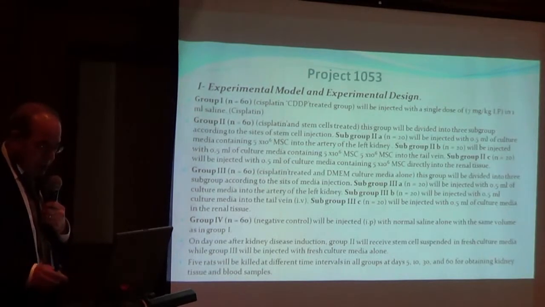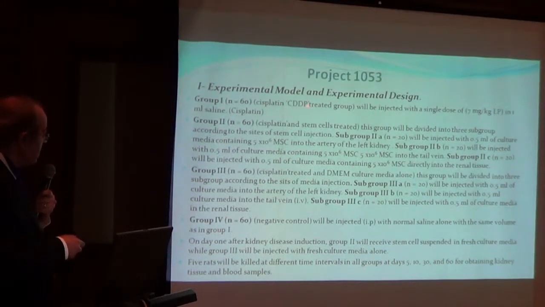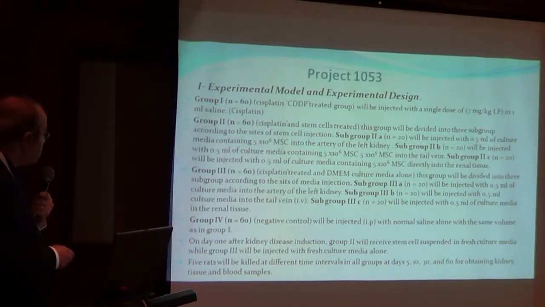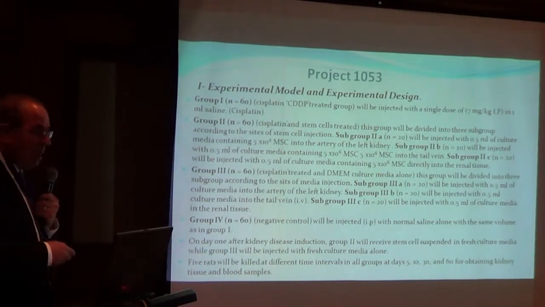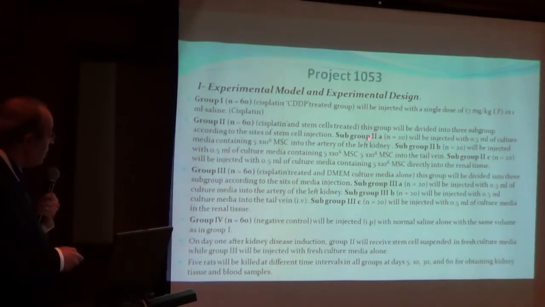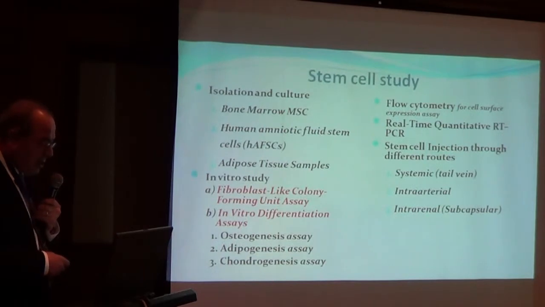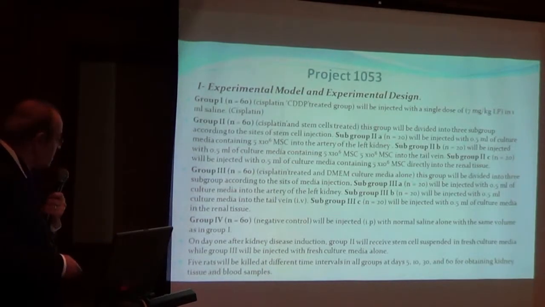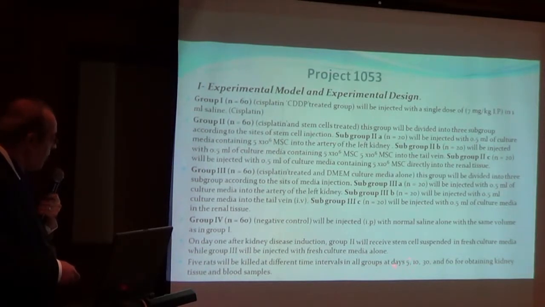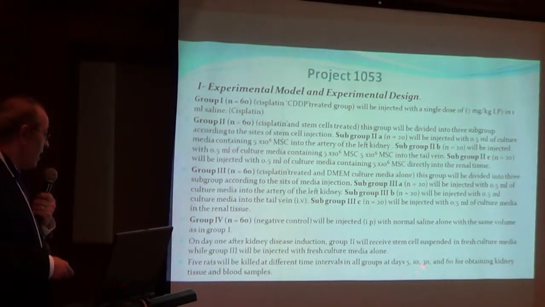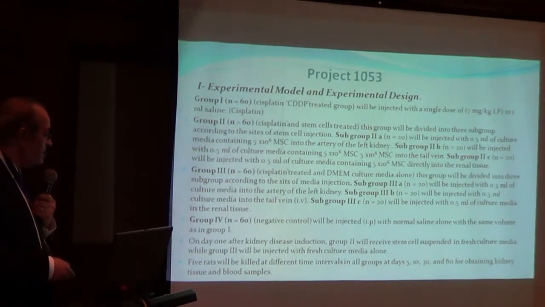If we go to the other protocol, group one is cisplatin induced kidney injury, and group four is the negative control. And the treated groups were treated either by stem cells or culture media. The stem cells were either injected into the tail vein, or into the renal artery, or directly into the kidney. And the other group, the same scenario, but instead of injecting stem cells we injected culture media. After doing this, of course, rats were sacrificed at different time intervals to look for early, intermediate, and late change. So we sacrificed these rats at 5 days, 10 days, 30 days, and 60 days.